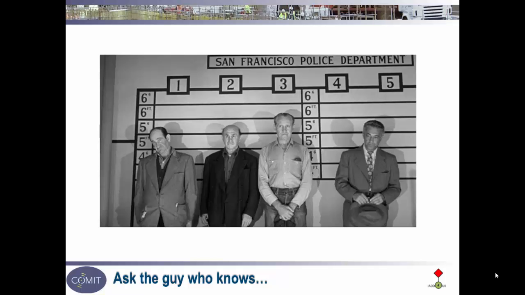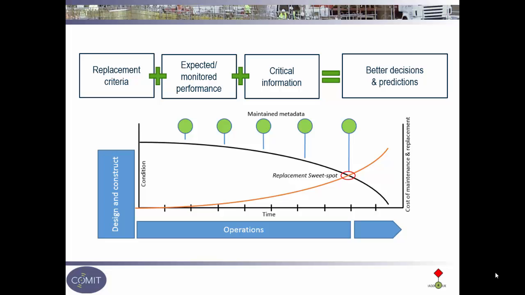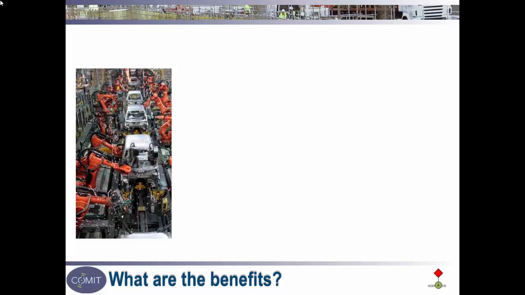Through all these questions, it is very important to ask the person who knows best. So if we're looking at maintenance questions, we won't talk to the designer, and if you want to know how to operate it, you're not going to talk to the guy who constructed it. So if we have all this information, our replacement criteria, our expected performance, our critical information, we can start making better decisions that are going to deliver those efficiencies and savings we're all striving for.